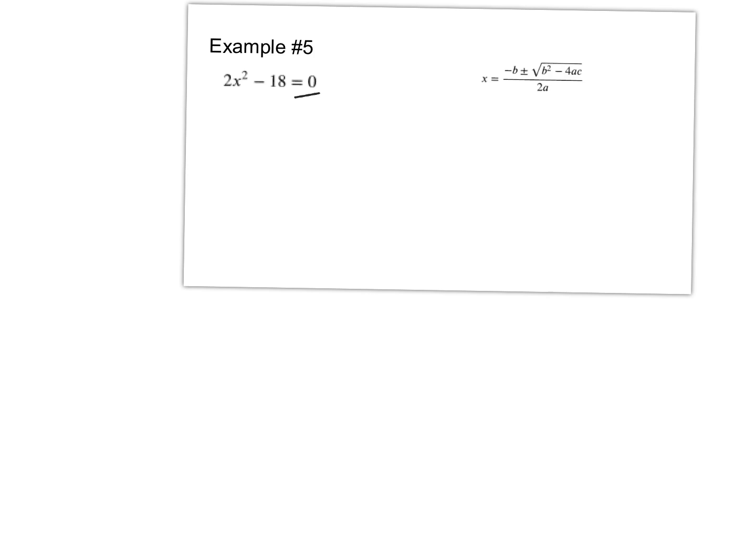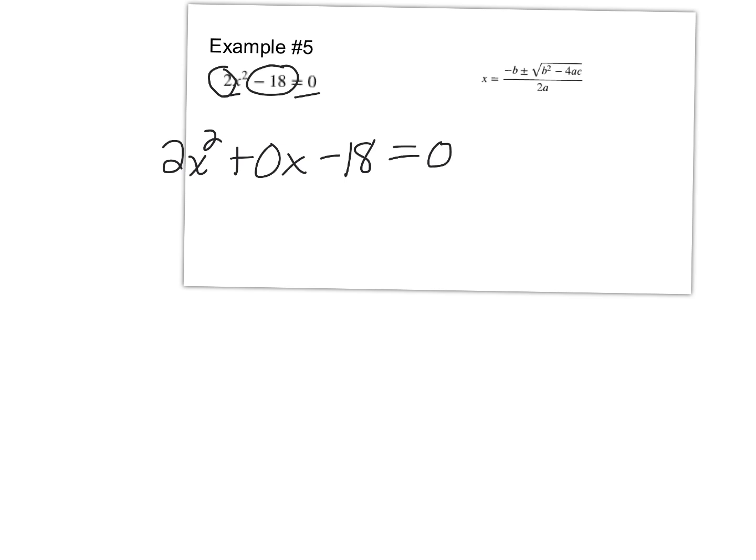Now you're going to notice here, I'm missing something. In order to use the quadratic formula, you need your a's, b's, and c's. Well, I have x squared, I have my a value, I have my c value, but I'm missing my b value. So I need to fill that spot, and I'm going to fill it with a 0. So 2x squared plus 0x minus 18 is equal to 0.